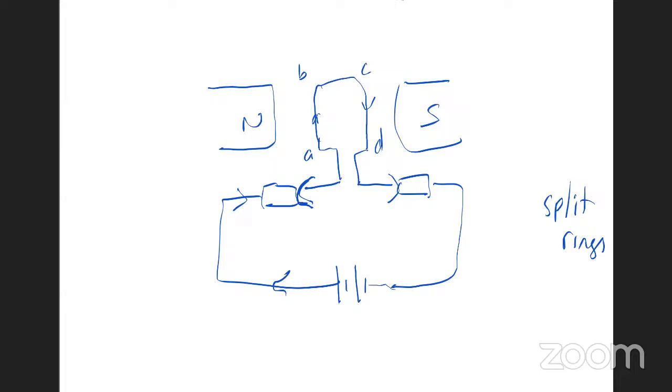Current going up AB. So the force here will be downwards. Next side, north to south. Current going from C to D, the force will be upwards. So it will cause it to turn in an anti-clockwise direction, right? What allows it to turn continuously? These split rings. Those split rings allow current to flow in the same direction and allows it to turn in the same direction. Anybody remember what has happened when it's vertical?